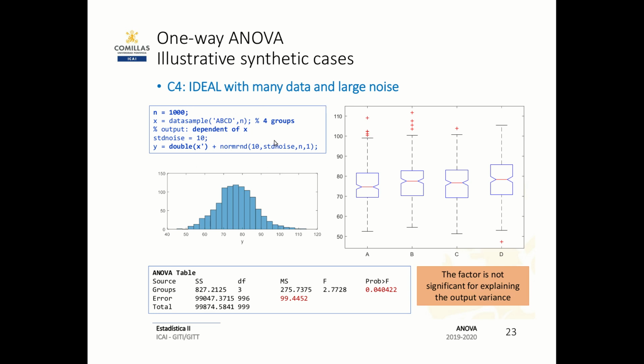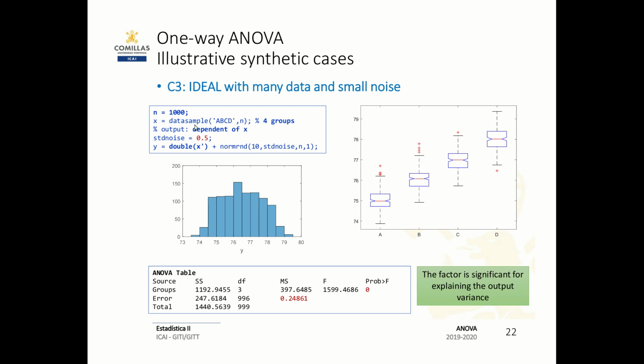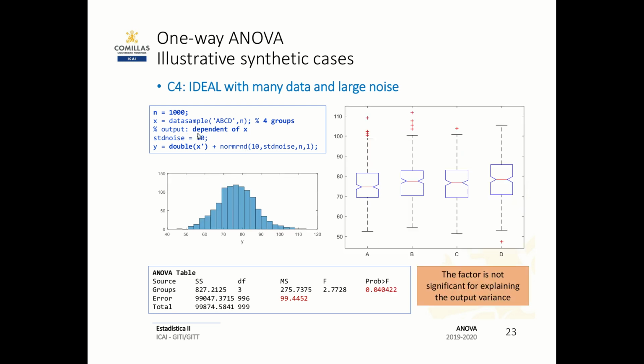And we can have the same thing, but now with much more noise. So we can see that the noise here was 0.5, now the noise is 10. So we have much more noise, and then most of the variation is coming from the noise, it's not coming from the groups. But if we normalize by the number of degrees of freedom, now the groups still are significant.